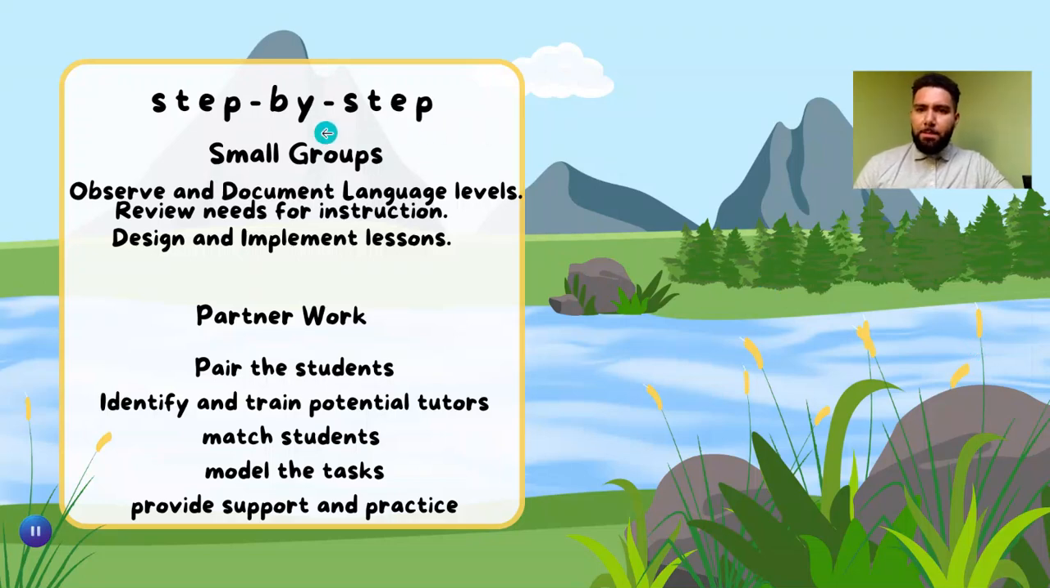The step by step for small groups is to observe and document the language levels. So when you are pulling groups, you want to make sure that the students in your group are around the same level and have the same needs, so that you're just addressing a specific skill. Even though you are addressing the same skill with those that actually need it, definitely have students around the same language level.